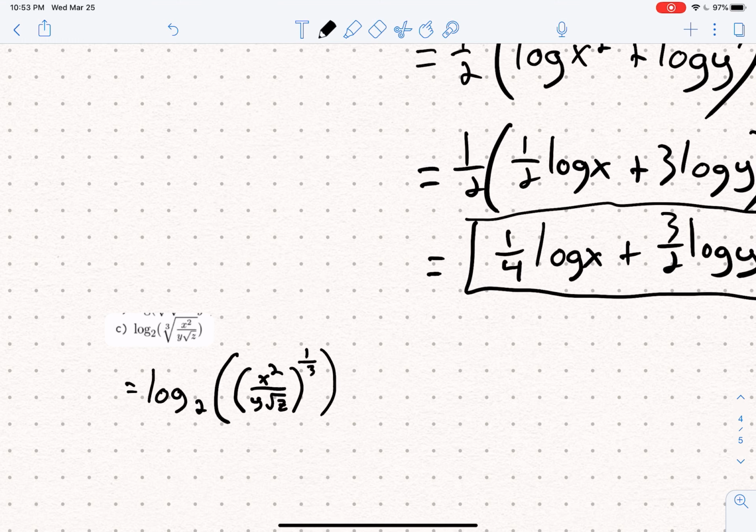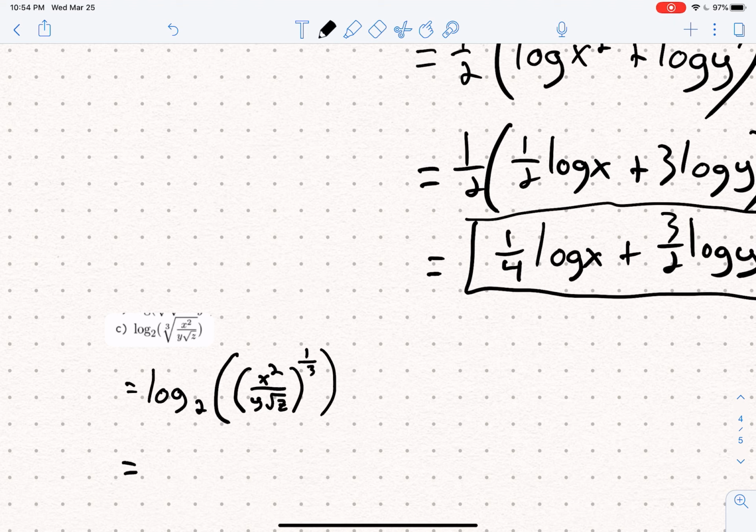And what you'll notice is that now what we have is a log, and inside, the entire inside is raised to a power. So we can use the rule that allows us to bring that power out to the front. There is more than one way to approach this problem. You should get the same answer in the end. So if you did it slightly differently than me, that may be all right.